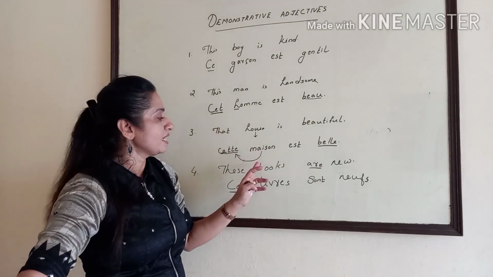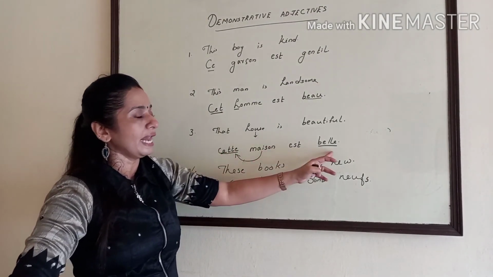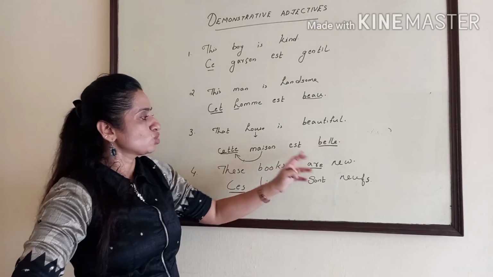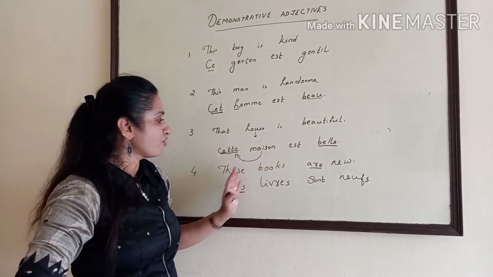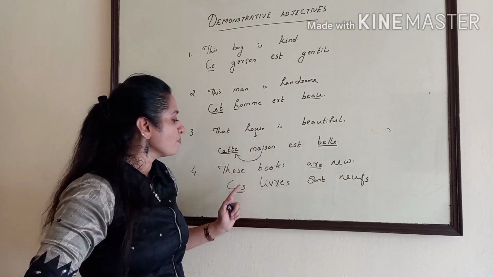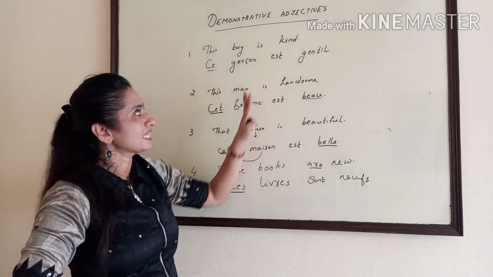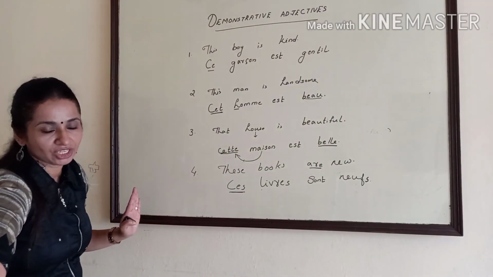That house is beautiful. House is a feminine noun. So we will add cette maison est belle. Cette maison est belle. And for plural you will add C-E-S. These books are new. Ces livres sont neufs. So these are the demonstrative adjectives in French.